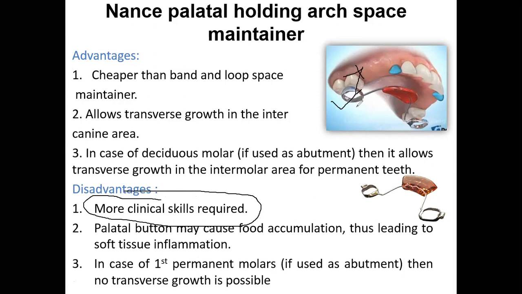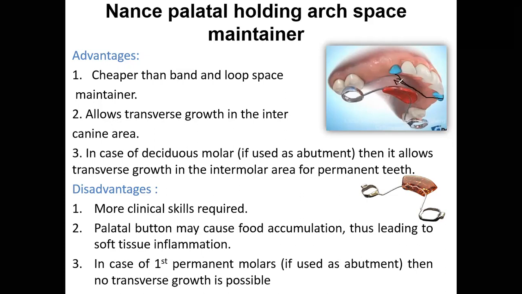To place this particular space maintainer. Another advantage, once again, is that it is cheaper. Number two, it allows transverse growth in the intercanine region. When we give this space maintainer in the region between this canine and this canine, it does not hinder growth. It permits growth in the intercanine area, so this is one of its advantages. If we use a deciduous molar as an abutment, it can also be used here. Usually the permanent tooth is used as an abutment, but if you want to use a deciduous molar as an abutment, you can give this appliance.